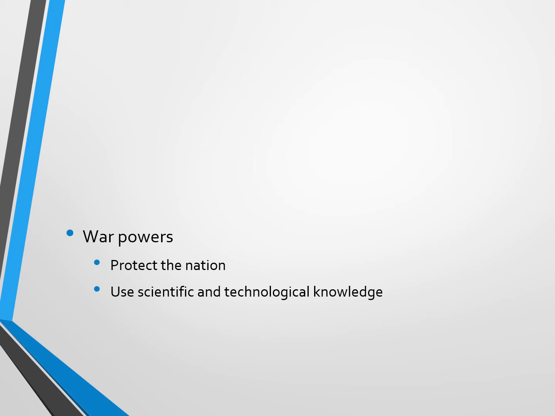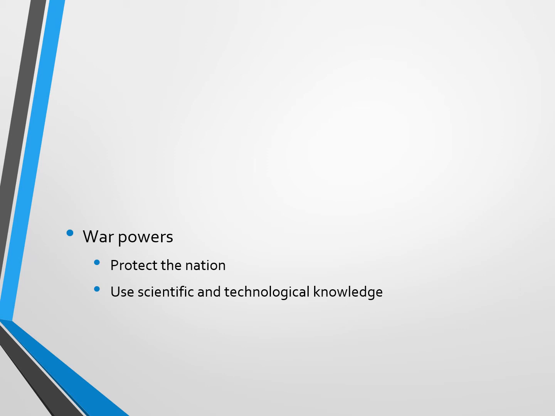The second constitutional pillar is called the war powers, and the war powers are basically used to protect the nation. If there's going to be a war, it is Congress who has the responsibility to declare a war, and it is the president's responsibility to deploy the troops. That's kind of the way that it works out.